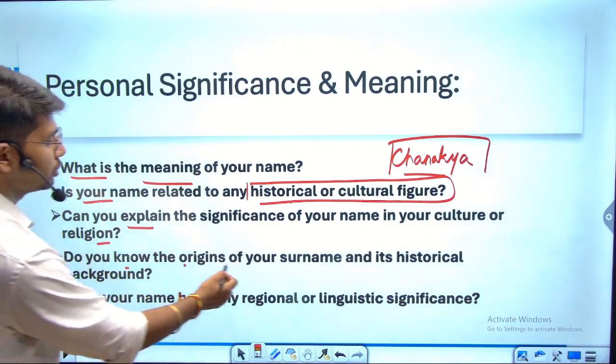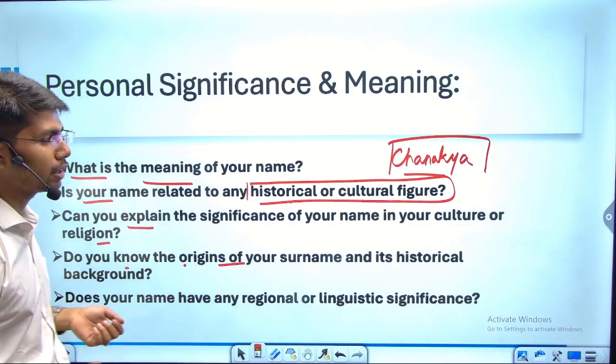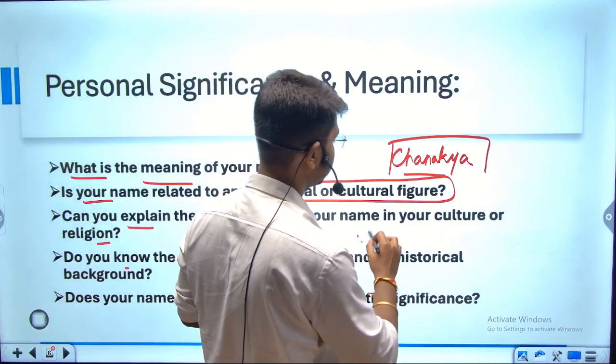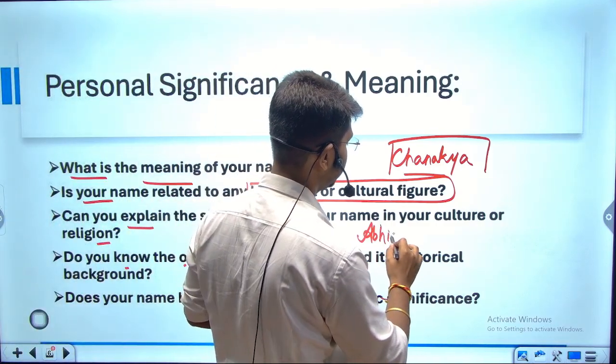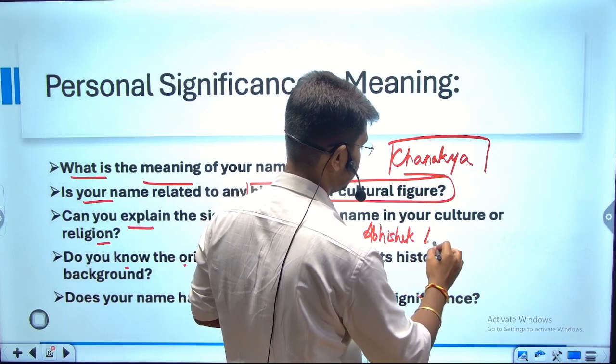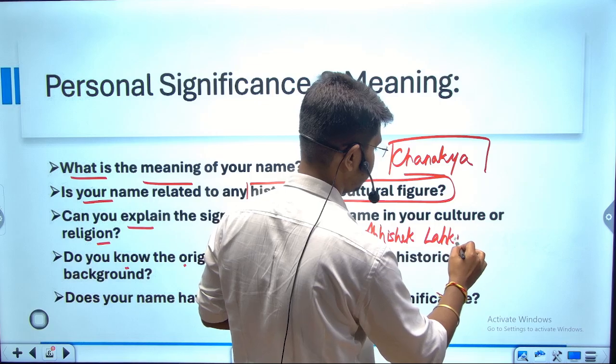Do you know the origins of your surname and its historical background? For example, my name is Abhishek, but my origins, when it will be called as Lohkor.